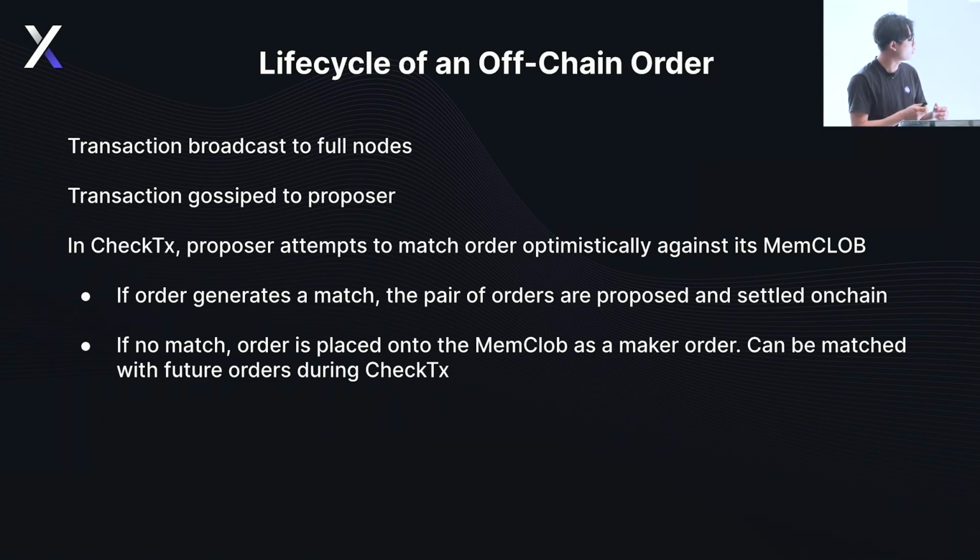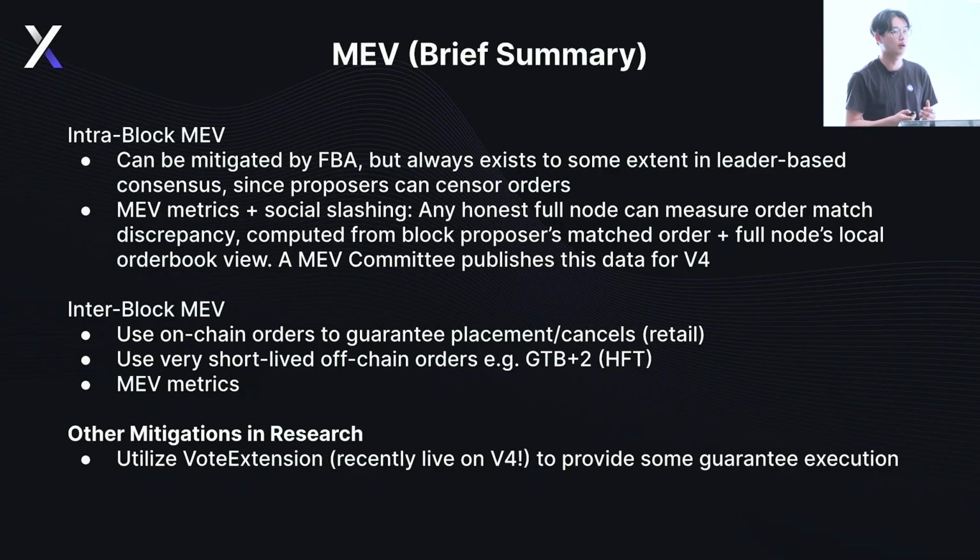If there's no match, the order is then placed onto the memclob, just like a regular order book, as a maker order. And then it can be matched with future orders during check.tx. So this could be during the same block, right? If you first have an order that comes in, it doesn't match with the order book, you place it on the book, and then if there's another order in the same block that matches with the order, then these two can generate a match during the same block. Or if it doesn't generate any match during the same block, which again is the majority of the cases, it just gets put on the memclob, and then in the future it can potentially be matched. Okay, so that's a brief summary of how the memclob works.